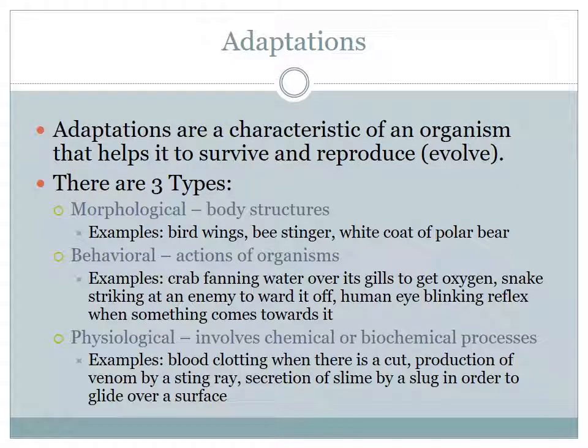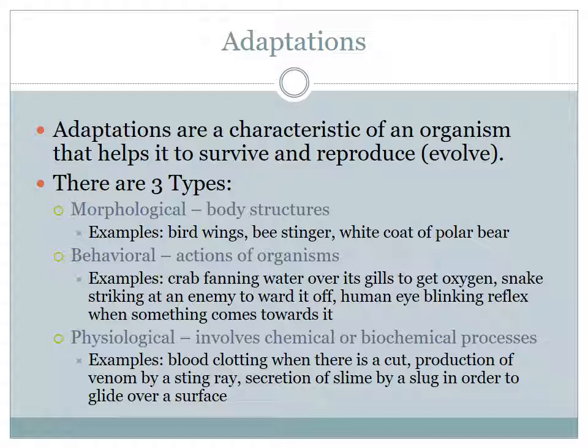Natural selection allows for adaptations, and adaptations are characteristics of an organism that helps it survive, and by surviving, it helps it to reproduce, all of which is evolution. There are three types of adaptations. The first one is morphological, and that pertains to body structures. Examples of this are bird wings allowing them to fly, a bee stinger allowing it to defend itself, the white coat of the polar bear allowing it to camouflage and keep itself warm.